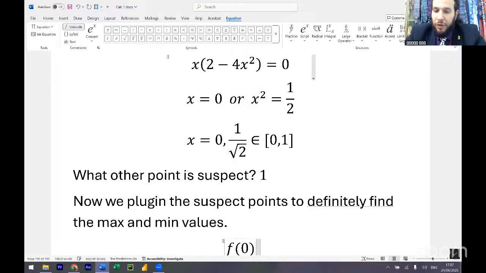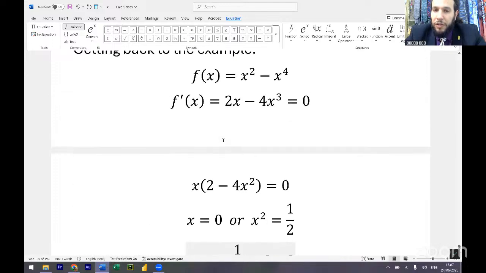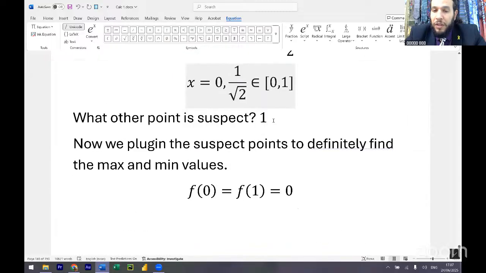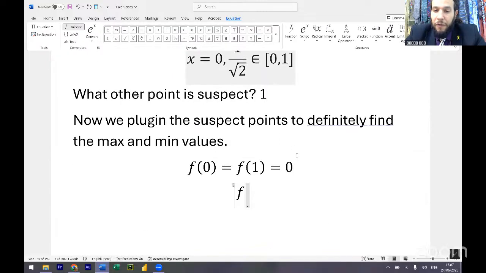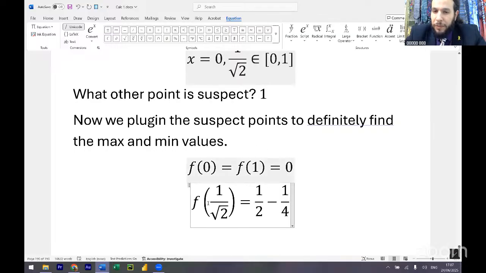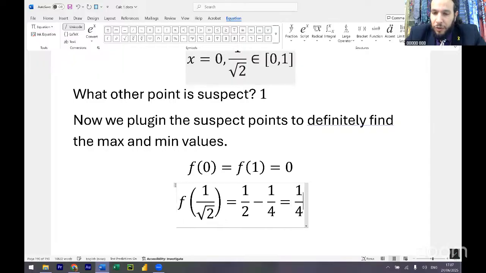And so f of 0 equals f of 1, they both equal 0 because 1 squared minus 1 to the 4th is 0, and 0 squared minus 0 to the 4th is 0. So that's that. What is f of 1 over square root of 2? That equals a half minus a quarter, right? Because when I square it, it's half. When I take it to the power of 4, it's a quarter. And altogether, it's a quarter.